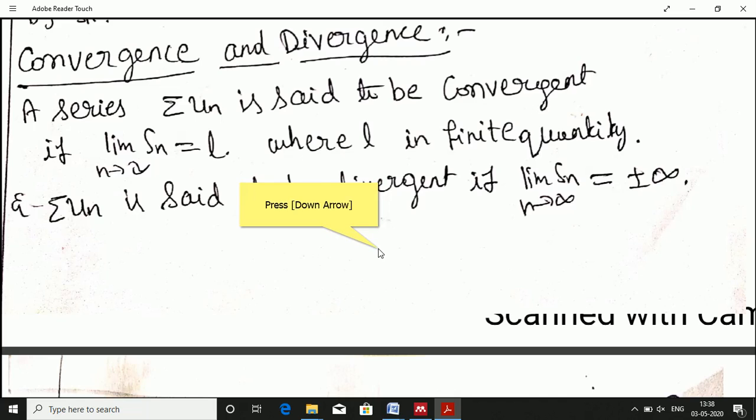Now, a series sigma un is said to be convergent if limit of Sn as n tends to infinity is equal to L, where L is a finite quantity. What is Sn? Sn is the sum of the first n terms of the series. If I take the limit of Sn as n tends to infinity, if it is a finite quantity, then sigma un is said to be a convergent series. And similarly, sigma un is said to be divergent if limit of Sn as n tends to infinity is equal to plus or minus infinity.